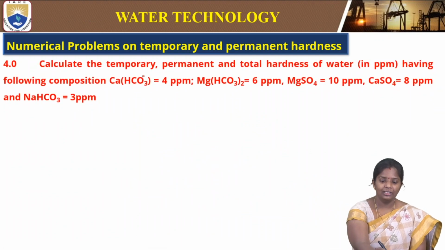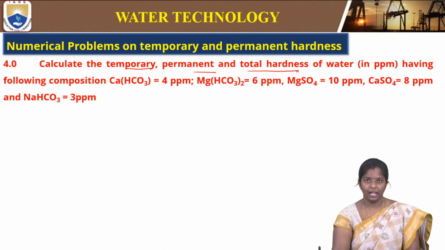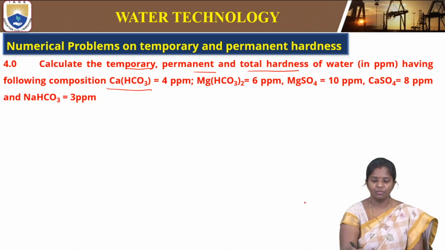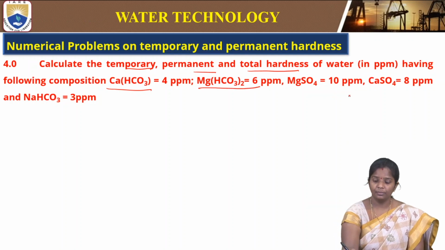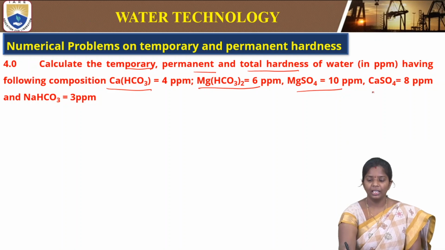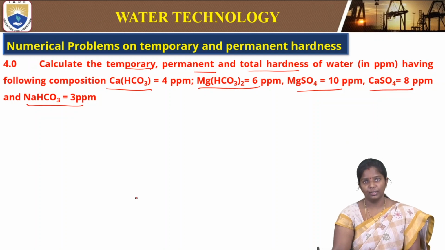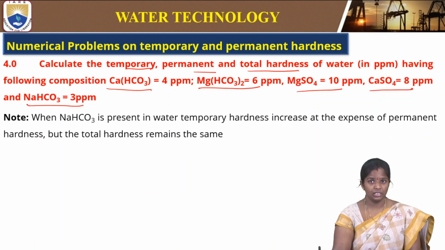Next is to calculate the temporary, permanent and total hardness of water in ppm, having the following composition: calcium bicarbonate is 4 ppm, magnesium bicarbonate is 6 ppm, magnesium sulfate is 10 ppm, calcium sulfate is 8 ppm, and sodium bicarbonate is 3 ppm. So if you see this, they have also given the sodium bicarbonate which is present in water. So what does the sodium bicarbonate do?